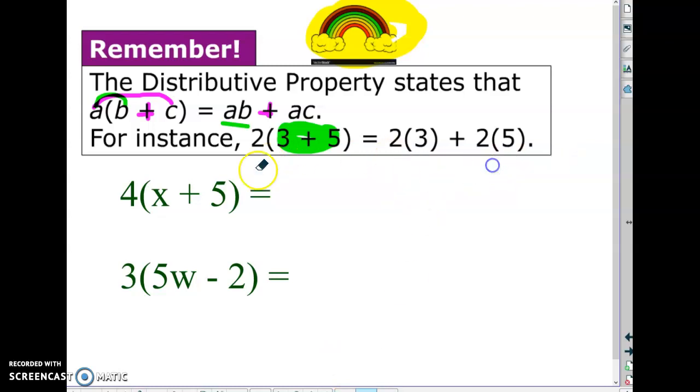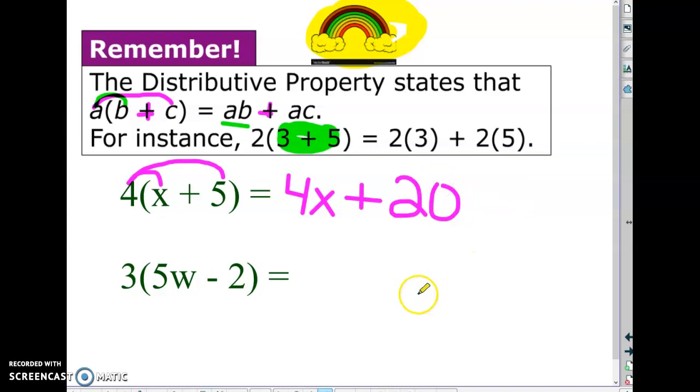Distributive property we use more when we have variables in here, because if I were to look at this problem, I don't know what x stands for. So what I'm going to do is distribute. I'm going to take 4 times my first term, 4 times x, which I can write as 4x. Then I have plus, and then I can do 4 times 5, which is 20. So 4x plus 20.